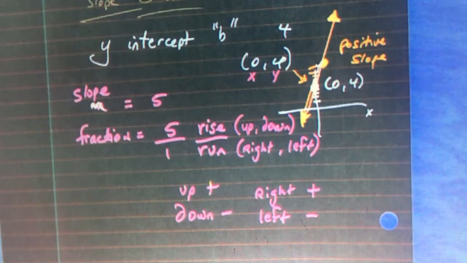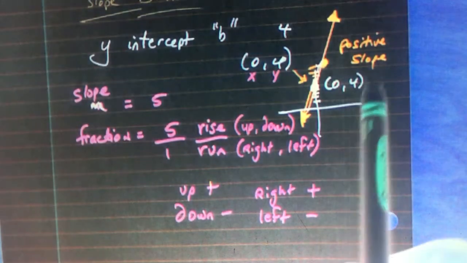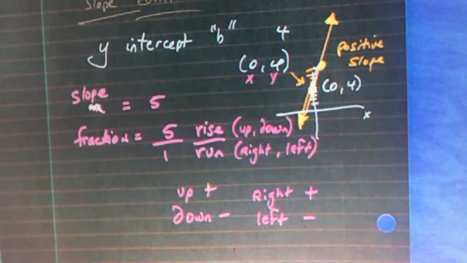Okay, so the question was, why does it have to be a positive slope if the line is going up or down either way? Yeah, I mean, the point is that the slope is positive. It doesn't mean that you can't go down. Of course, you can go down. You can go down this line.